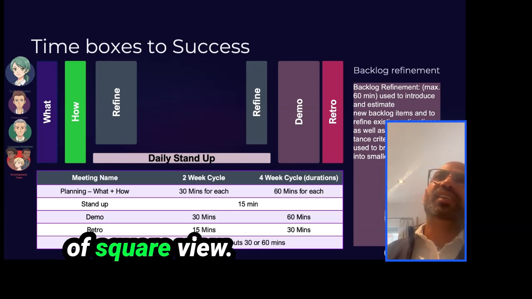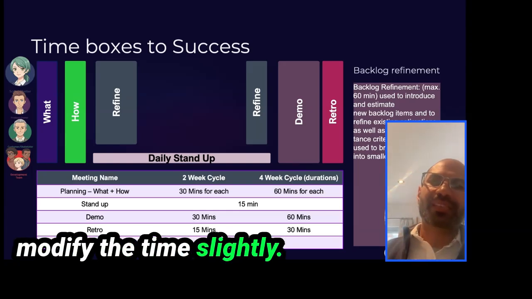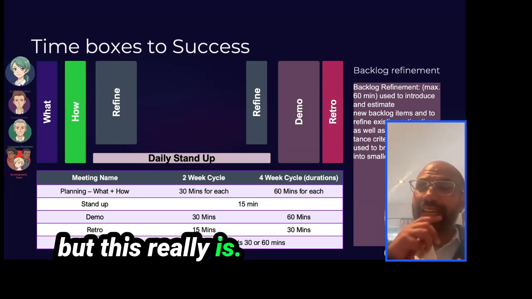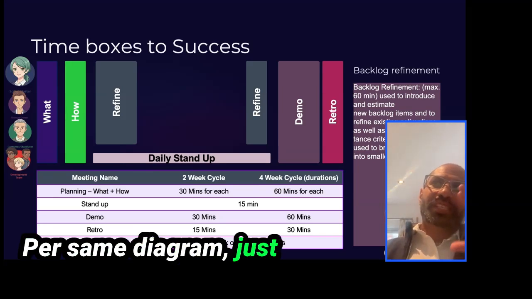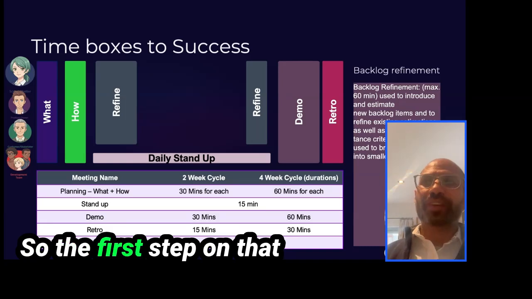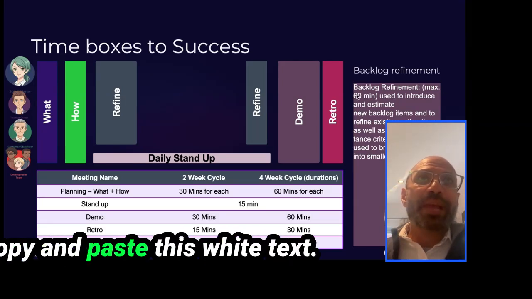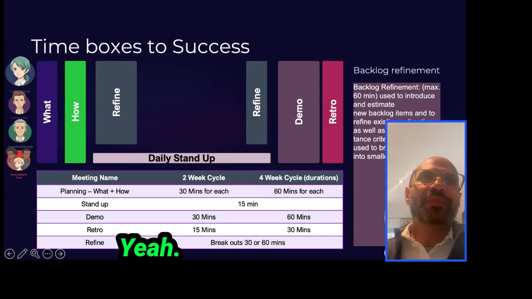They like this kind of square view. Now, you can modify the time slightly. I found this works, but it really is the same diagram, just looking a little bit more corporate. So the first step was the backlog. You have a backlog meeting. You can literally copy and paste this white text, and that's the agenda.